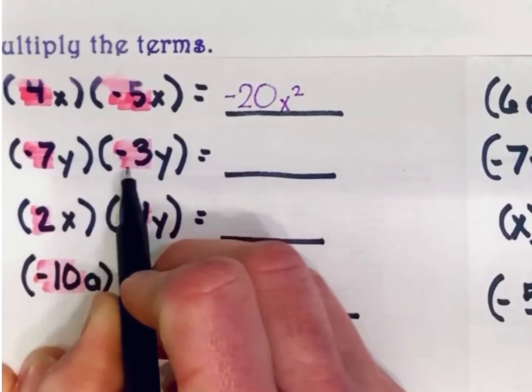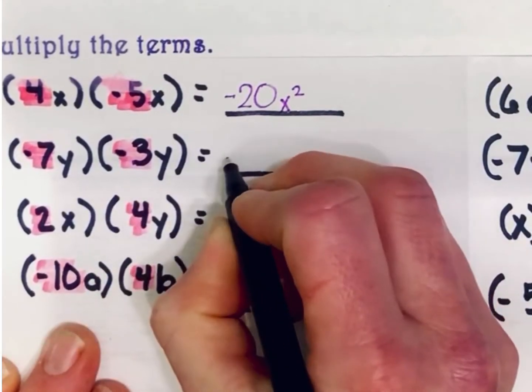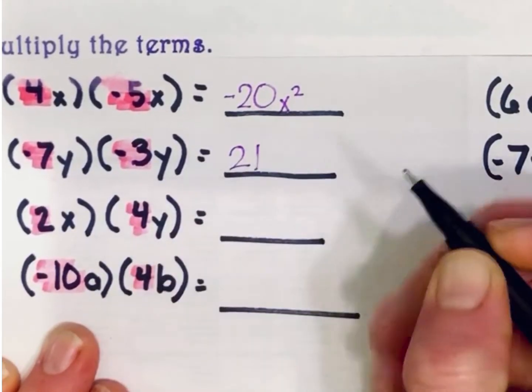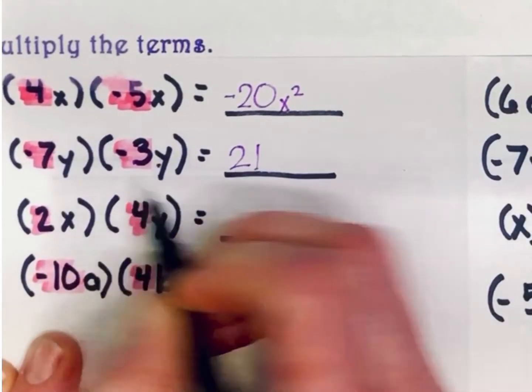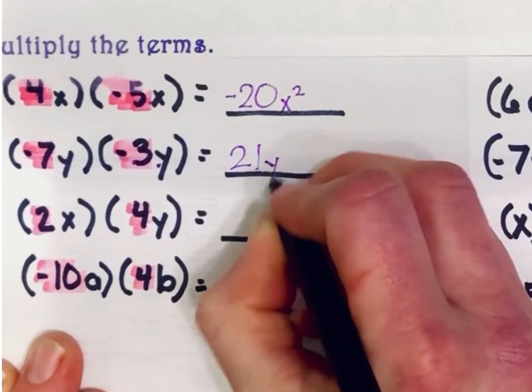Notice you have 2 negatives. -7 times -3 is +21. And then you have y times y, which is y squared.